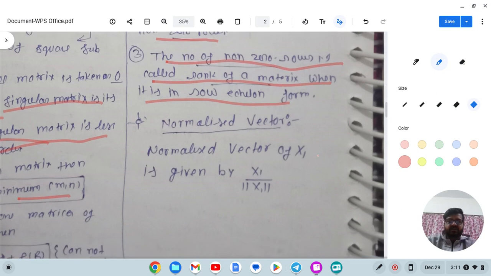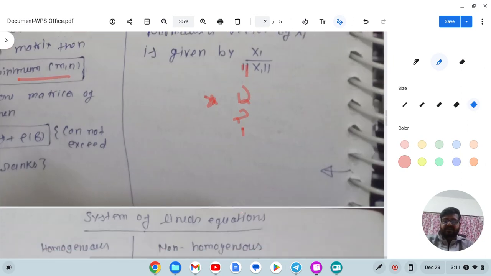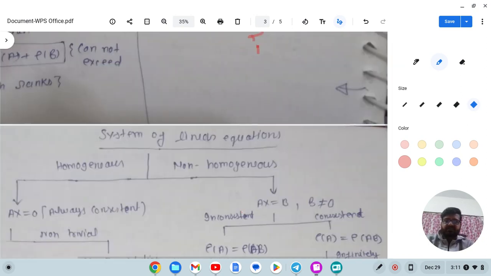Normalized vector. The normalized vector of x1 is given by x1 divided by its magnitude. Suppose there is a vector 1, 2 and 1. Then we will square each of these, add the three values, take the square root, and divide x by it. That will be the value of the normalized vector. Now we come to the system of linear equations.